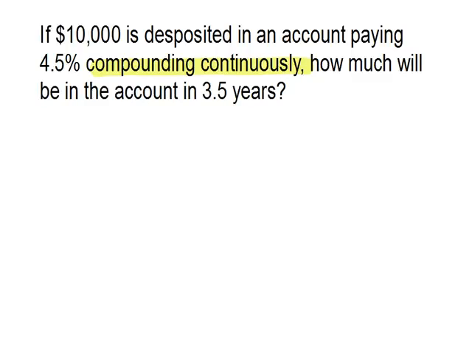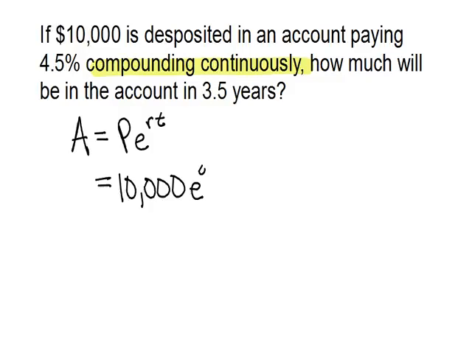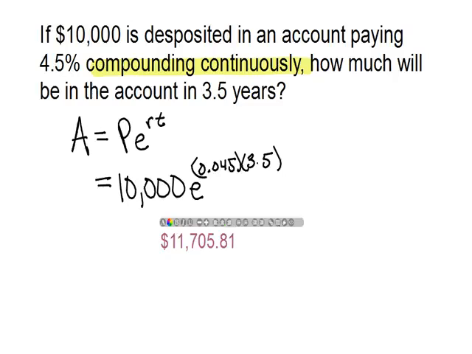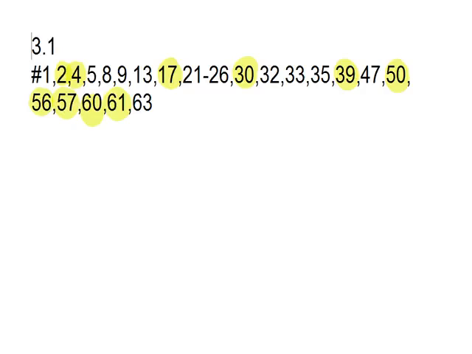It said compounding continuously. So that means we're using the PERT equation, A equals P E to the RT. Now there should be an E button on your calculator. Please don't just use 2.718. Actually use that E button. So this will look like 10,000 times E to the 0.045 times 3.5. Okay, sorry if you can hear my daughter there. And then it's around $11,705.81.